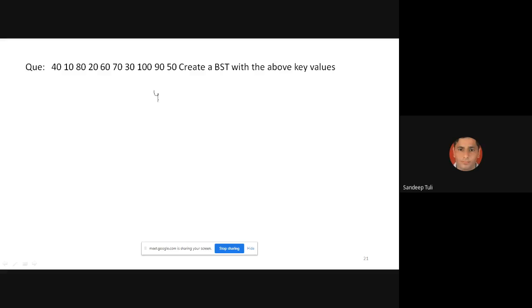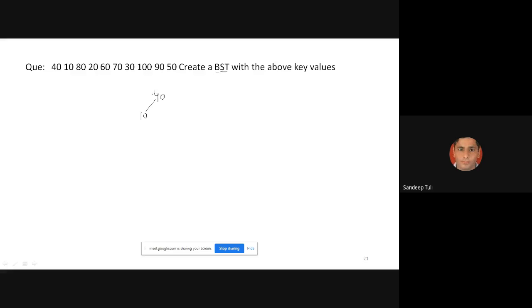40 will be the root of this binary search tree. We are creating a binary search tree, not a binary tree. The next node is 10. Where does it go? Left, left-hand side. Very good. Now 80. The next node is 80, so 80 will go on the right-hand side, right of 40.